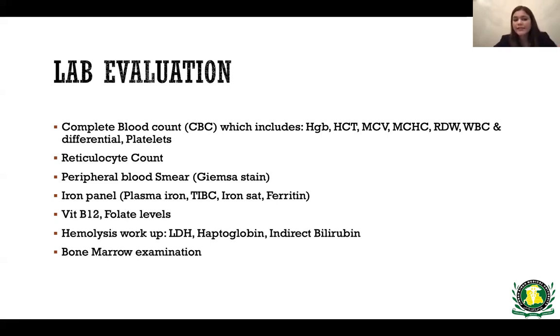There's an interesting thing on the CBC which you usually see in iron deficiency anemia: it causes reactive thrombocytosis. So maybe you have iron deficiency anemia, but you will see your platelet count to be high. So that goes with your iron panel having all that significance for you to look at.